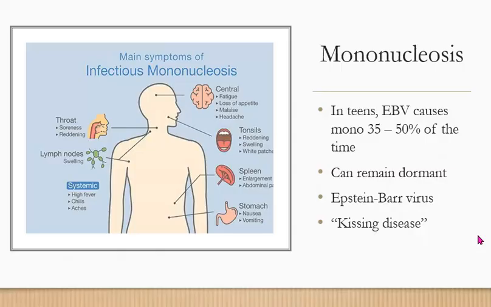The spleen can become enlarged, so if they test positive for mono, the healthcare provider will generally want them to stay away from any contact sports. Can cause nausea and vomiting, high fevers, chills, body aches. The lymph nodes will also be swollen as well.